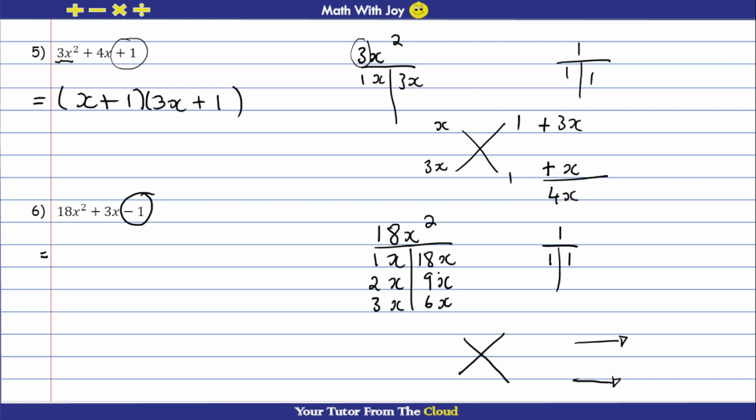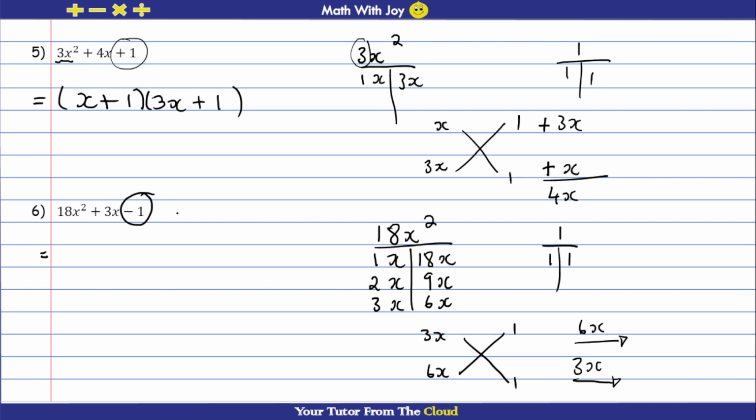So I'm going to choose from this side. I'll say, which ones can subtract to give us positive 3? It's going to be the bottom 2. So I'm going to say 3x here and a 6x here. And I have a 1 and a 1 cross multiply to give you 3x and 6x.